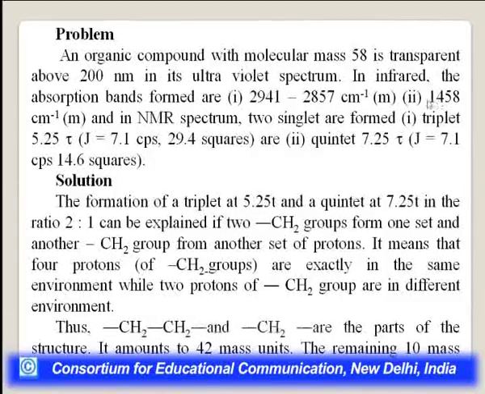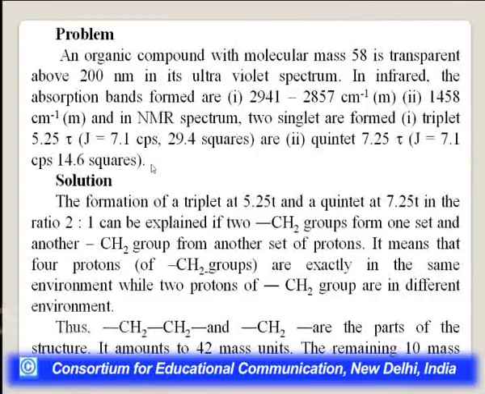Another peak is there, that is 1458 centimeter inverse, and in the NMR spectrum, 2 signals are formed. One is a triplet at a value of 5.25 tau. You know how we can calculate the absorption shift, that is delta equals 10 minus tau, and here you can see the coupling constant also, J is equal to 7.1 CPS, cycles per second, 29.4 squares, and another peak is there as a quintet at a value of 7.25 tau, and the J value for this particular peak is 7.1 CPS and 14.6 squares.